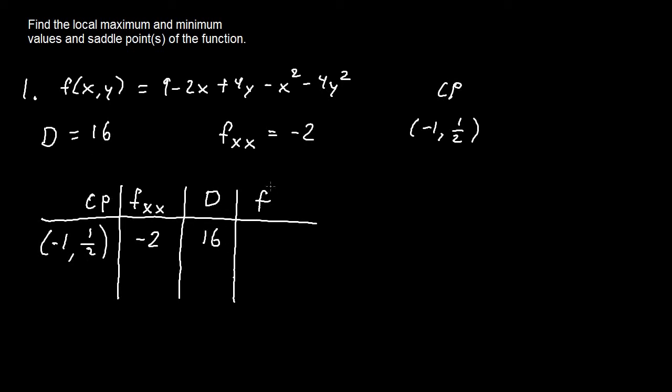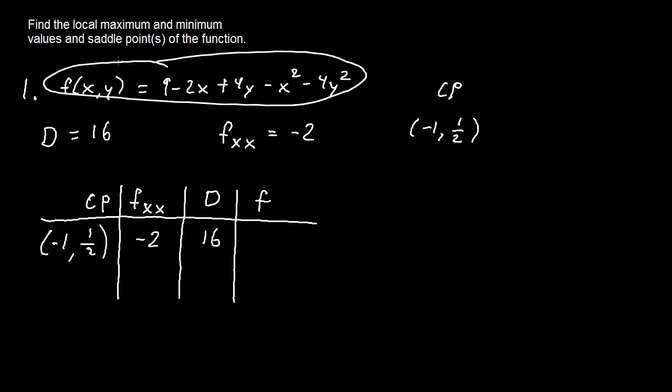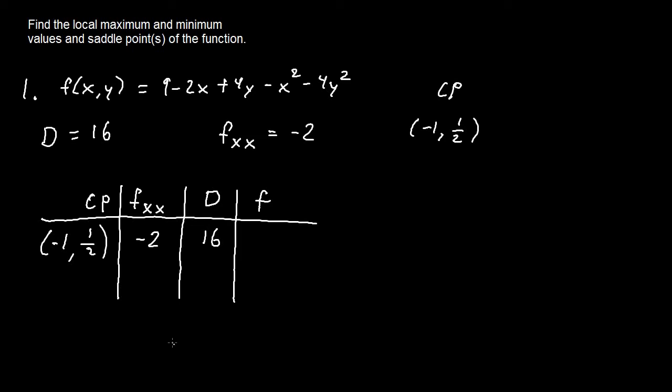And now for the value of the function, let's go ahead and plug the critical point into the original function that was given to us. So when we do that, we have 9 minus 2 times negative 1, which is negative 2, so basically plus 2, plus 4 times 1 half, so plus 2, minus negative 1 squared, so minus 1, and then minus 4y squared. So if y is 1 half, squared is 1/4, 1/4 times 4 is 1, so minus 1. So we have 9 plus 2, 11, plus 2, 13, and then minus 2, which is 11. So that is going to be the value of the function.